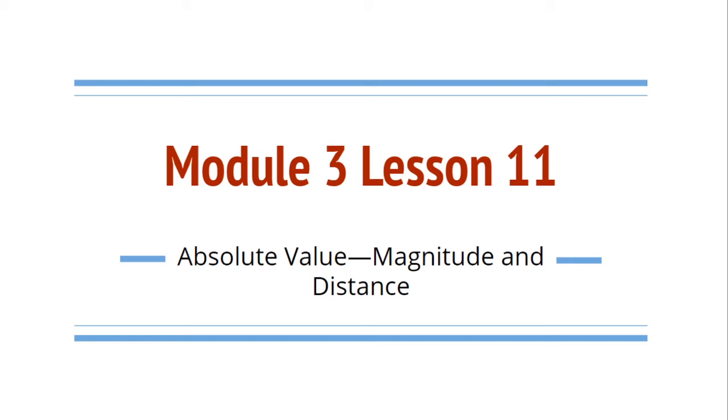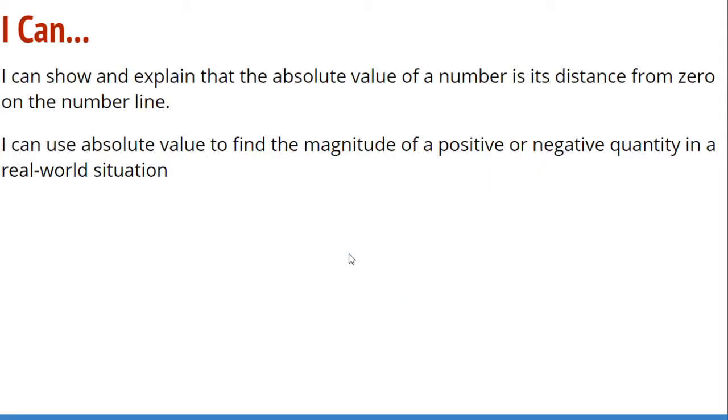Module 3, Lesson 11, Absolute Value, Magnitude, and Distance. I can show and explain that the absolute value of a number is its distance from zero on the number line. I can use absolute value to find the magnitude of a positive or negative quantity in a real-world situation.